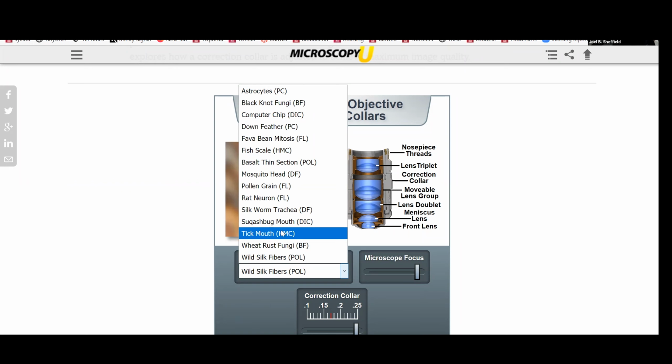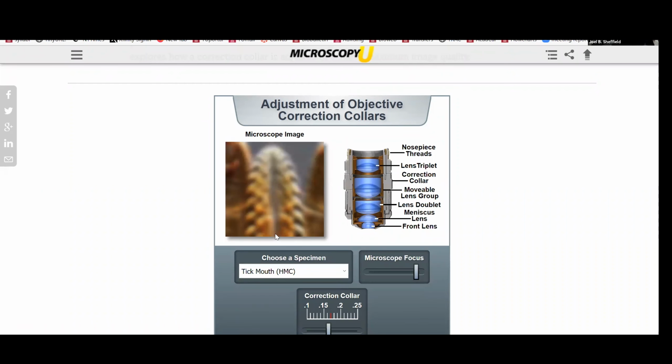Let's try this tick mouth image, okay? And so I'll bring it into focus first. And I can get it in what looks like pretty good focus here, right? But then if I adjust, watch the moving lens as I move this. It gets even sharper in focus, and then I can reuse this lens to bring it even further in focus.